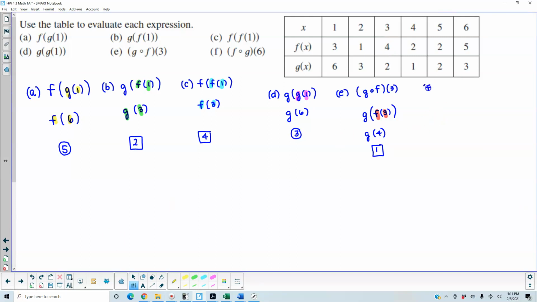So let's take a look at F. For F, we have f composite g of 6. So let's write out that definition. That means this becomes f of g of 6. So 6 becomes the input for g. So here's the input, and the output on g is going to give you 3. So this is f of 3. Now 3 is the input. We want to find the output on f. Therefore, the output on f is 4.